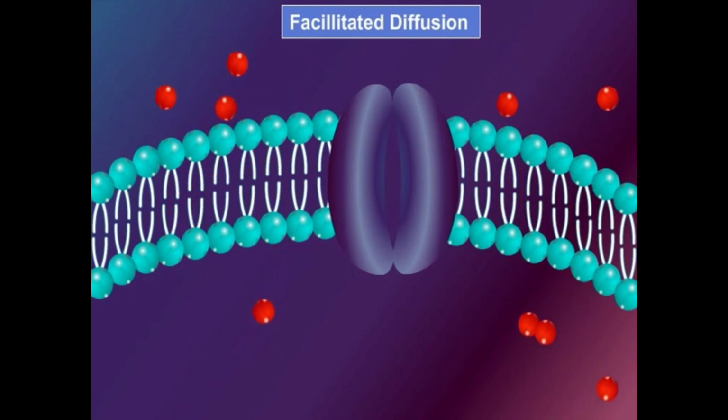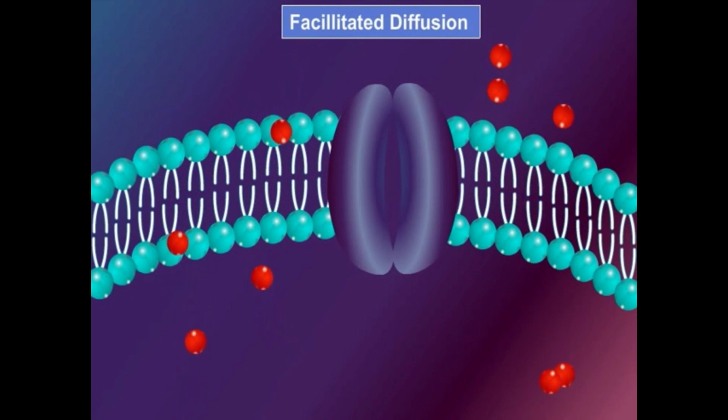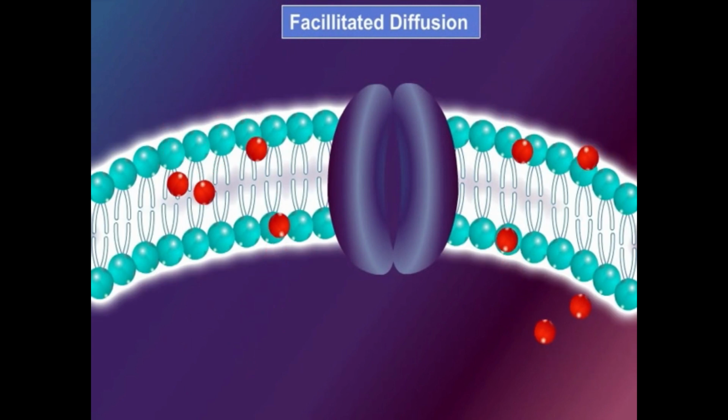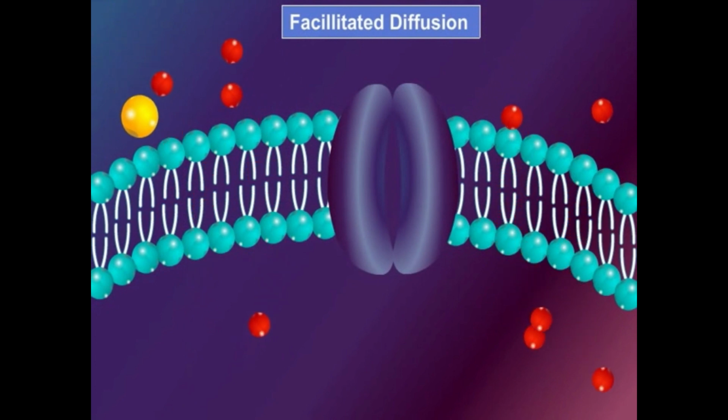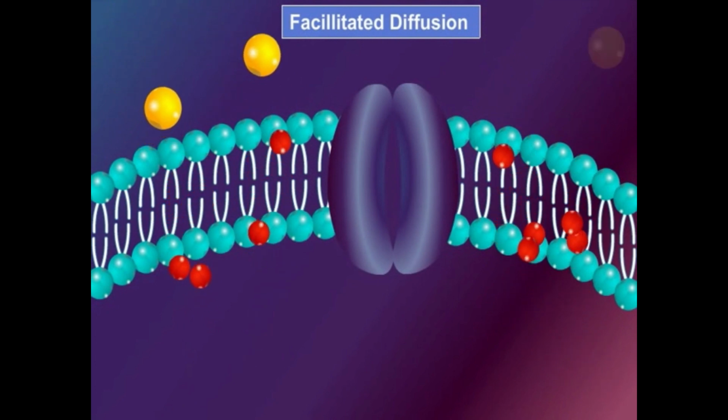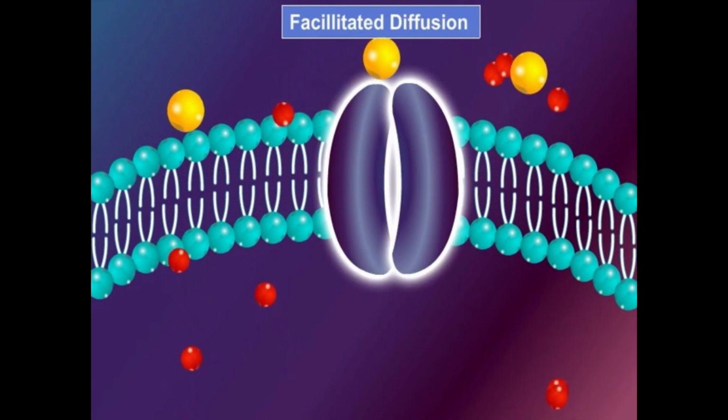Small uncharged molecules can easily diffuse across the cell membranes, as you can see on your screen. However, due to hydrophobic nature of the lipids that make up the cell membrane, water-soluble molecules and ions cannot cross the membrane. So they are helped across by transport proteins.